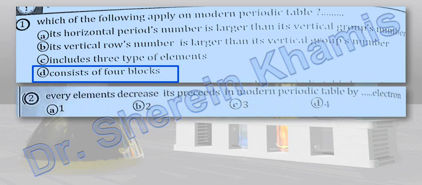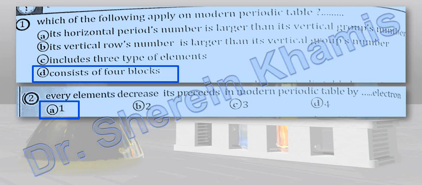Another question, question number 2: every element differs from its predecessor in the modern periodic table by what? We can mention that every element increases or decreases, moving forward or backward as we go through the table. So it will move forward or backward by one electron. We took it in second prep before.